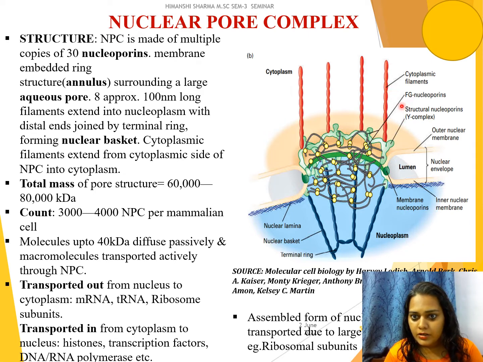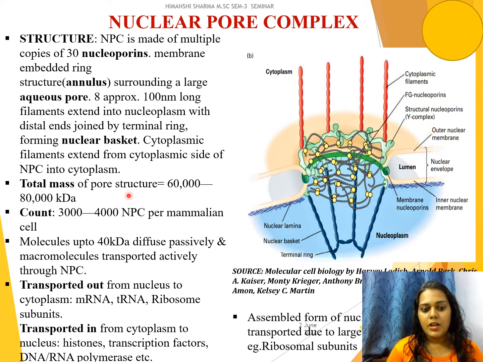Now there are other nucleoporins also, like Fg nucleoporin proteins and structural nucleoporin Y complexes. We will be discussing these in the next slide. The total mass of the pore complex is around 60,000 to 80,000 kilodalton and the count is 3,000 to 4,000 NPCs per cell. Molecules up to 40 kilodalton diffuse passively and macromolecules are transported actively through the nuclear pore complex.